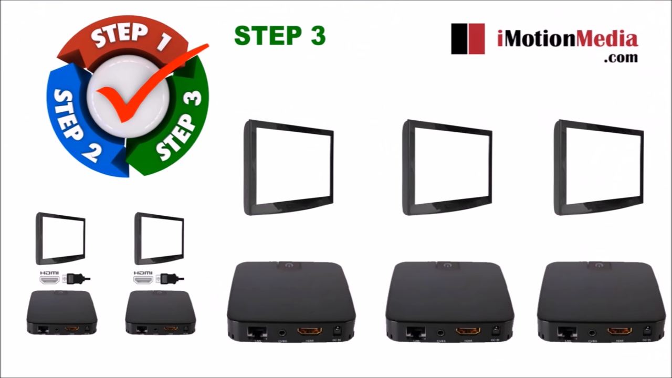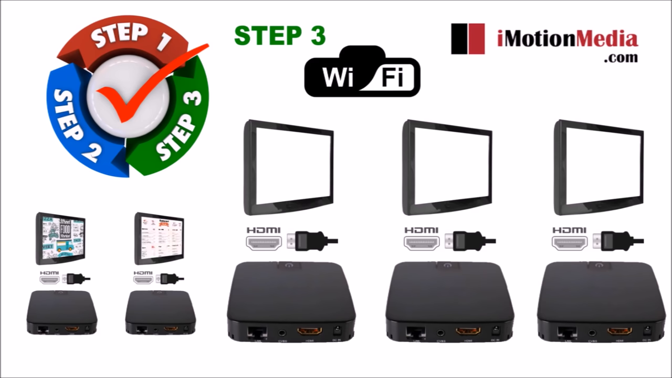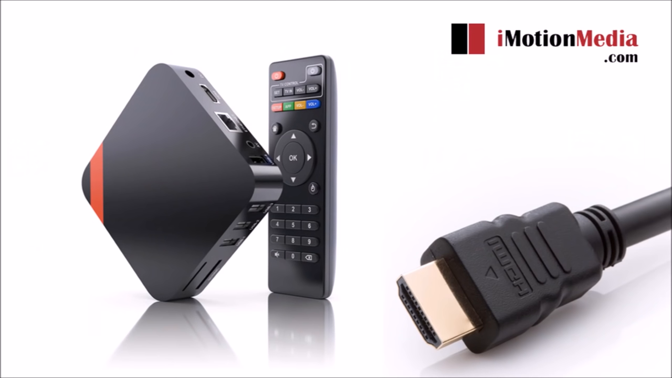Step 3. Simply attach each media player to the HDMI of each of your installed screens. Enter your Wi-Fi code and the menus will automatically deploy. All necessary hardware, cables, and remote control are included, and there is nothing extra for you to purchase.